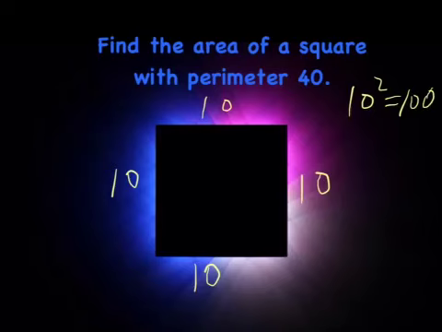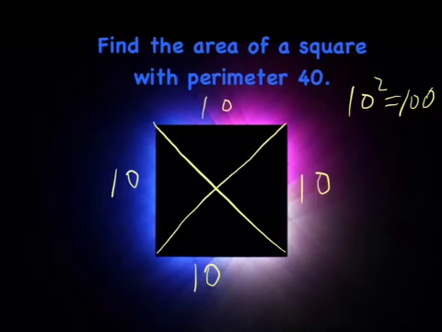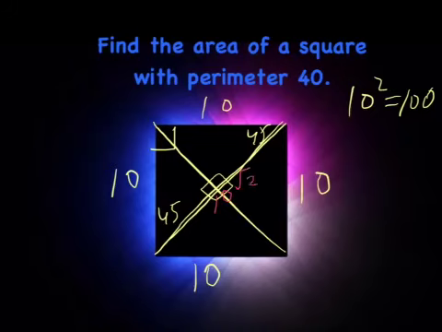But we also know that a square is a special type of kite. It has perpendicular diagonals. And it also is a 45, 45, 90 right triangle. So what that means is that the diagonal there is going to be 10 root 2, and the other diagonal is going to be exactly the same. And so you have 1/2 times 10 root 2 times 10 root 2.